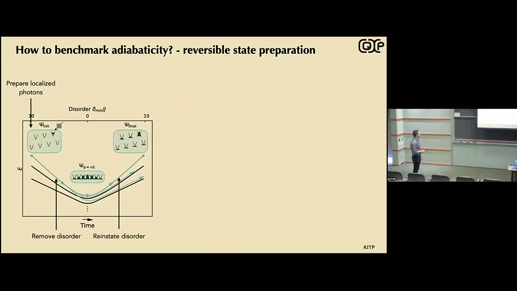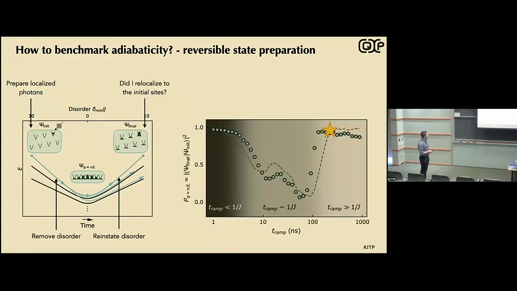And then we reversibly reinstate the disorder with the same ramp time to go back to the localized regime and ask the question: did I relocalize the initial states? Because that's how we benchmark adiabaticity. Did I come back to my initial state? Did I relocalize the photon into the initial transmon state that we originally excited? And then we can vary this ramp time as we do an experiment over 4 orders of magnitude. And we see that if we ramp the system to order too fast, much faster than the tunneling time, then yes, I recovered the photons, but no dynamics happened.